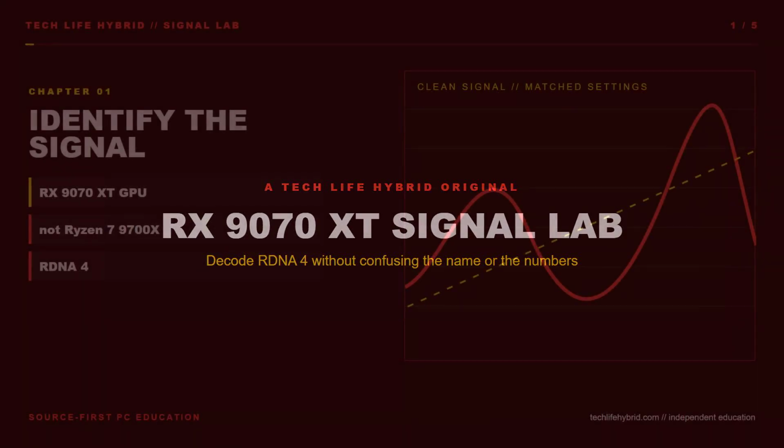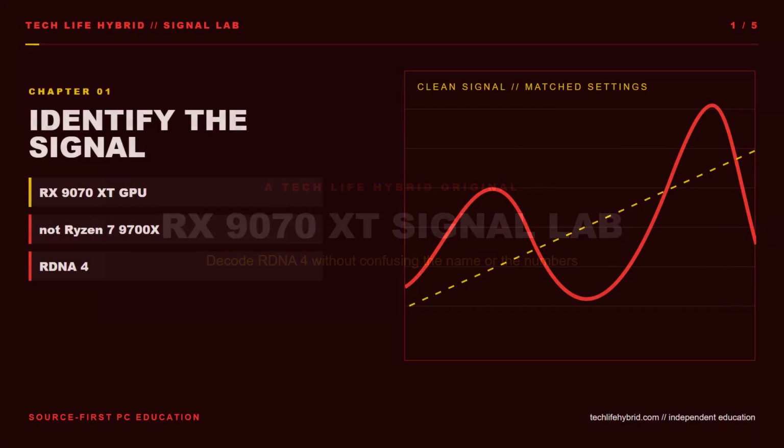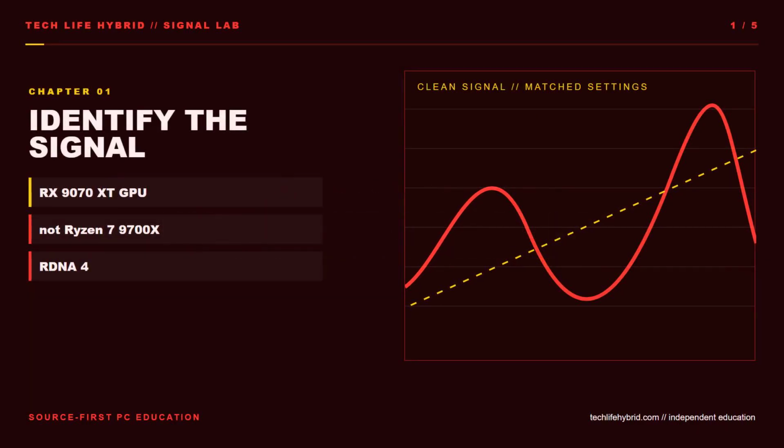Before comparing performance, we have to identify the device correctly. The Radeon RX 9070 XT is a graphics card. The Ryzen 7 9700X is a processor. Their similar-looking numbers describe different product families and different jobs. Correcting the name prevents the rest of the analysis from starting on the wrong bench.